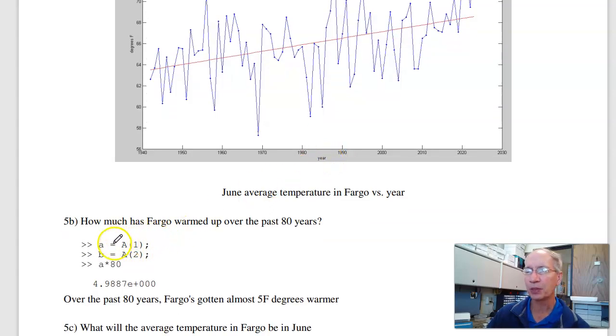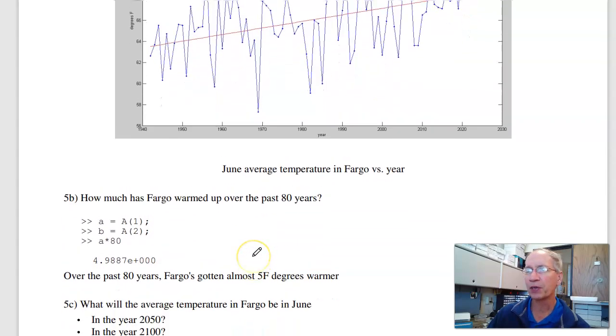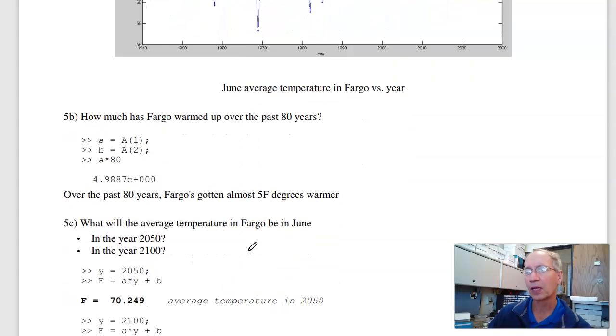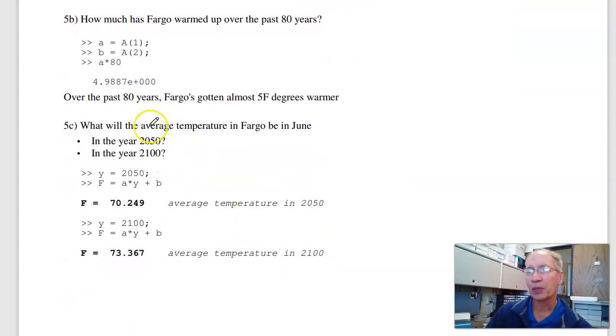Here's the slope, the first term. The slope over 80 years is 4.98. Fargo's gotten about 5 degrees Fahrenheit warmer in the last 80 years. If I extrapolate out to the year 2050, here's the equation. If I plug in 2050, A times year plus B is 70.2. In year 2100, 73.3. We can start predicting based upon data.